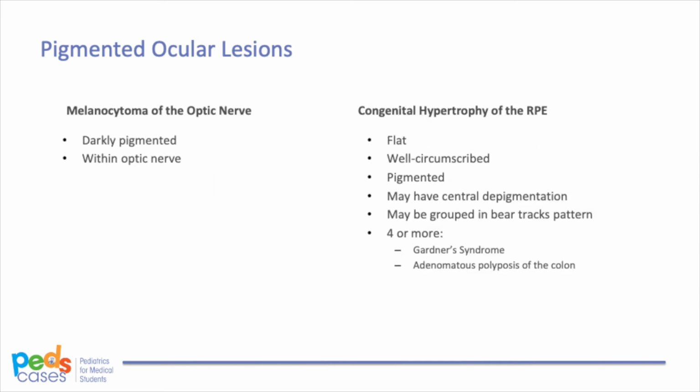Other possible lesions include melanocytoma of the optic nerve, which is a darkly pigmented congenital tumor over at least part of the optic nerve. It occurs with equal frequency across all races. In addition, congenital hypertrophy of the retinal pigment epithelium lesions are typically flat, well circumscribed, and pigmented. Sometimes within the lesion are depigmented lacunae with pale halos. It may be solitary or grouped in a bear tracks pattern. Four or more of these lesions in a patient is linked to adenomatous polyposis of the colon, or Gardner syndrome. Malignant transformation of CHRPE lesions has been reported previously.